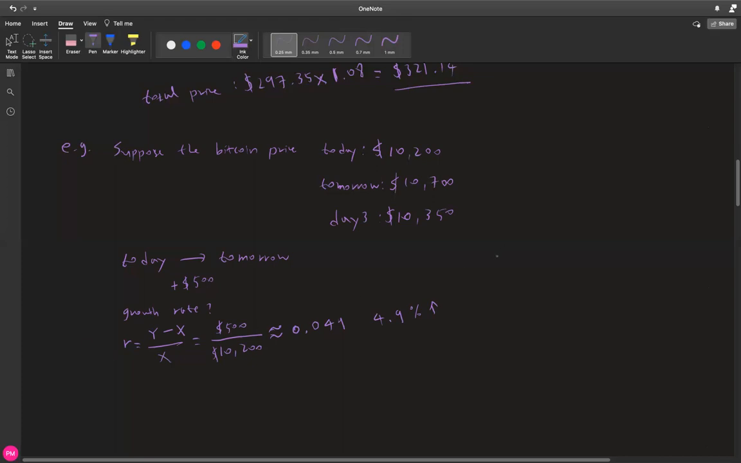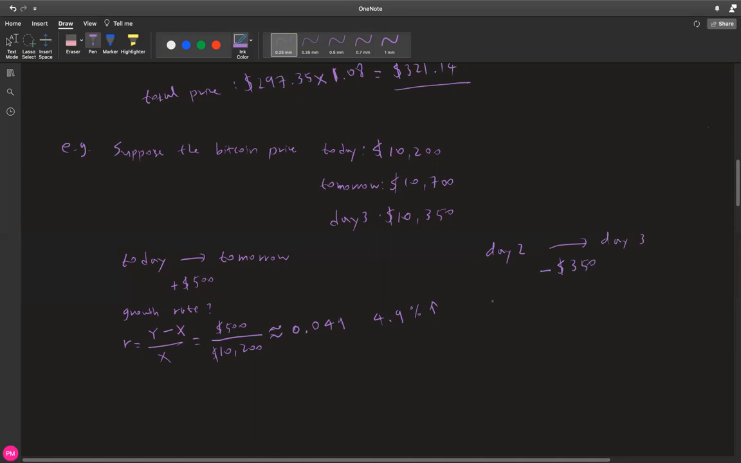Now let's look at tomorrow, so day 2 to day 3. The price difference from day 2 to day 3 is $350, but we can see that it's a $350 decrease. So it's actually minus 350.